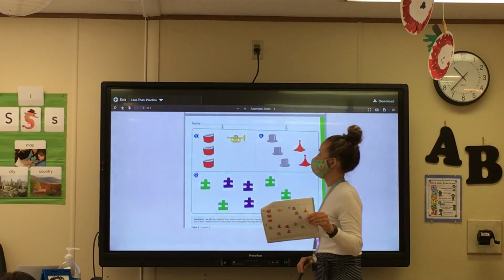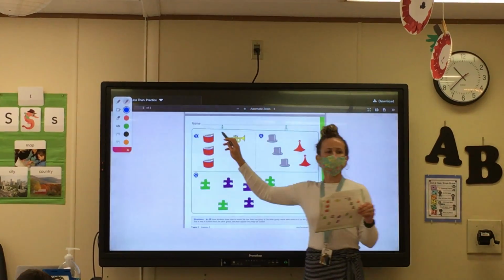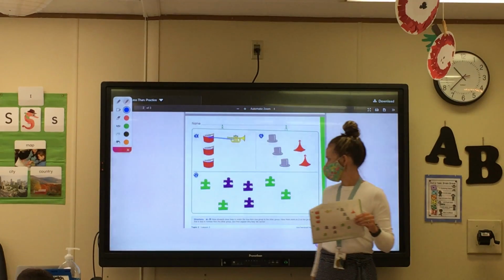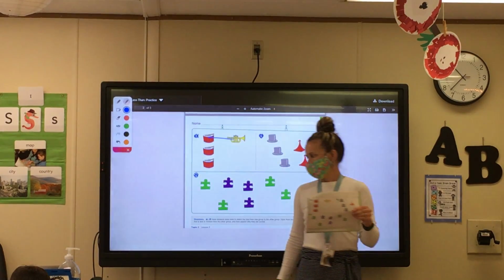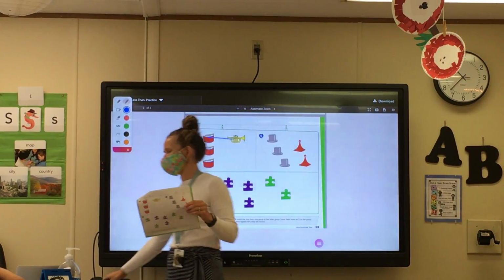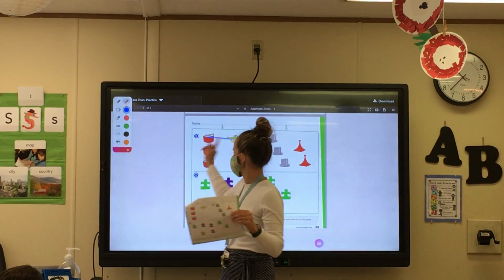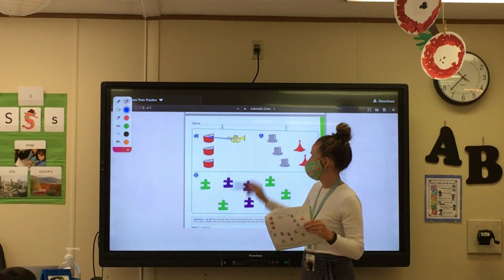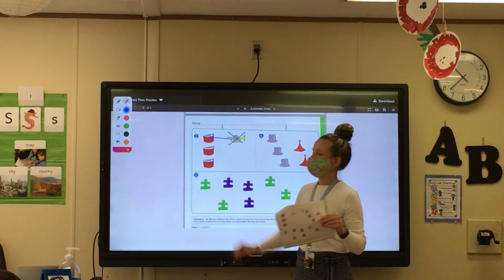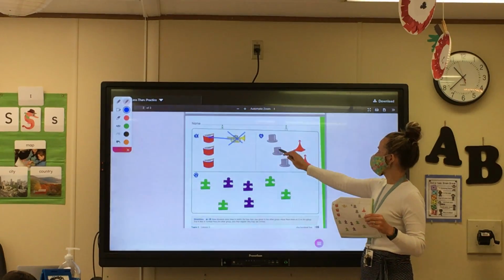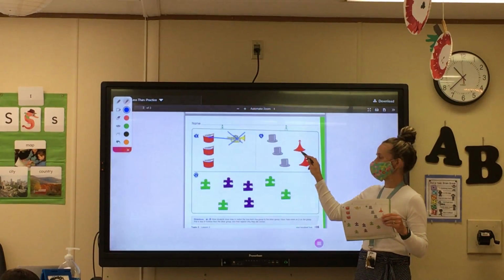Okay, here we go again. We have drums and we have trumpets. Matching 1 to 1. Same thing we're doing. Which group has fewer? Raise your hand to tell me. Ben H, which one has fewer, the drums or the trumpet? Trumpet. So we're going to put an X on the trumpet. Very good. All right, over to the hats and the game pieces there.